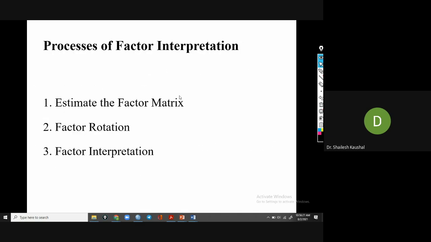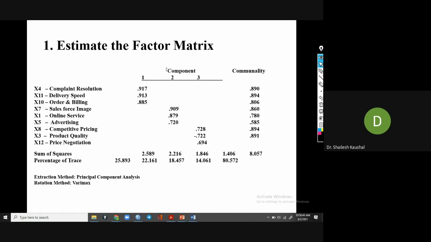Now the process of factor interpretation. First, estimate the factor matrix. We prepare the factor matrix, and then do factor rotation and factor interpretation. So what is the meaning of factor matrix? You can see the estimate of the factor matrix.